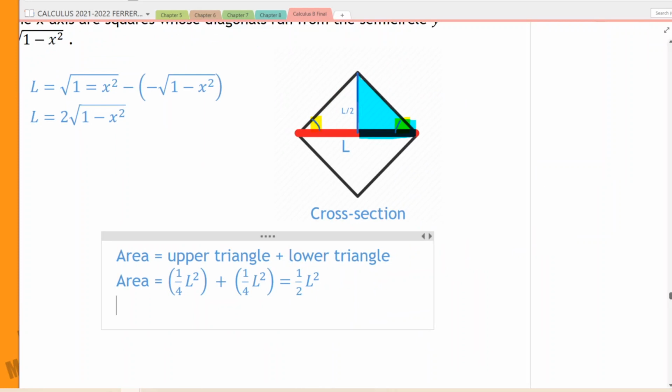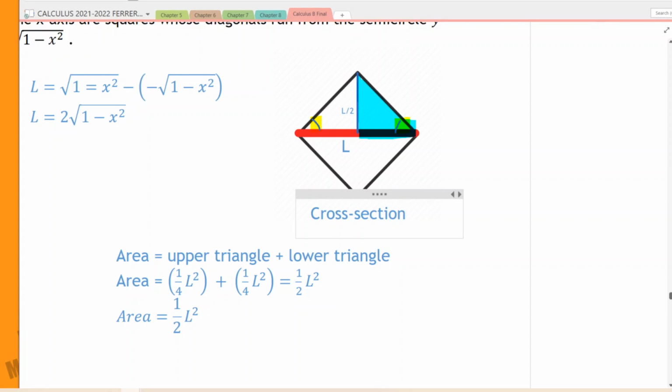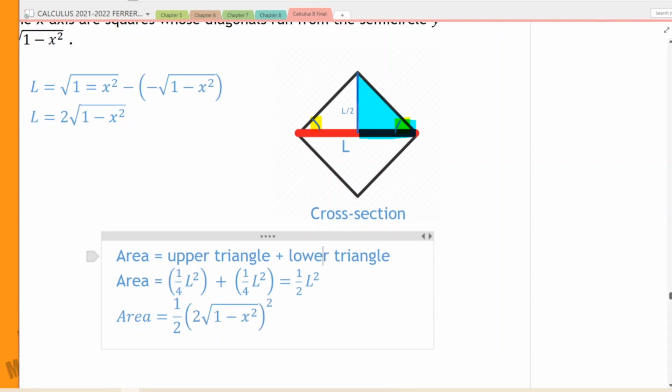Now that's going to help me greatly because I actually also know what L is. So let's go ahead and put that together with L. The area is 1/2 L squared, and from this equation over here, we can see that L is 2 root 1 minus x squared. Substitute that in, and then we're going to square.